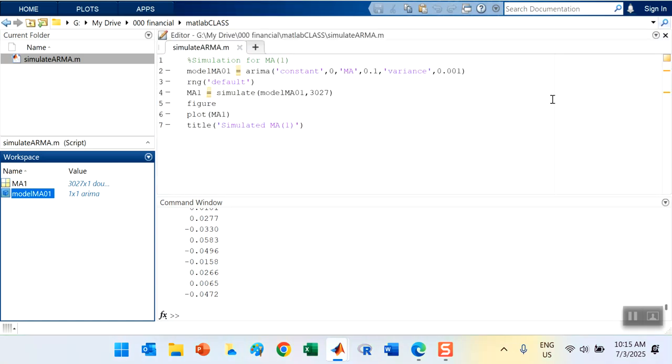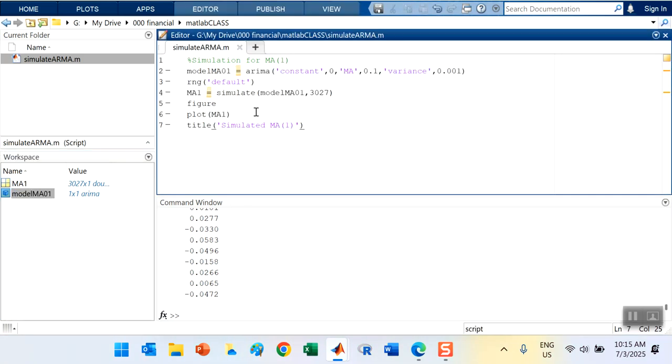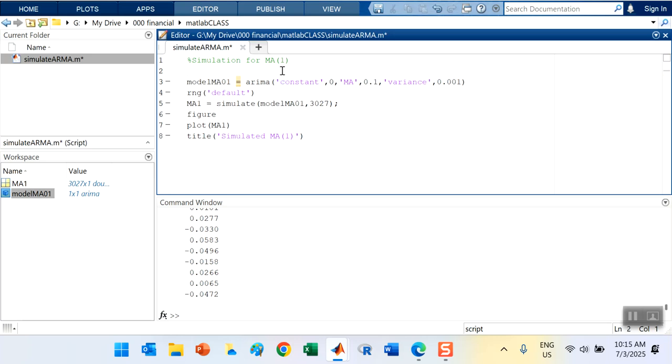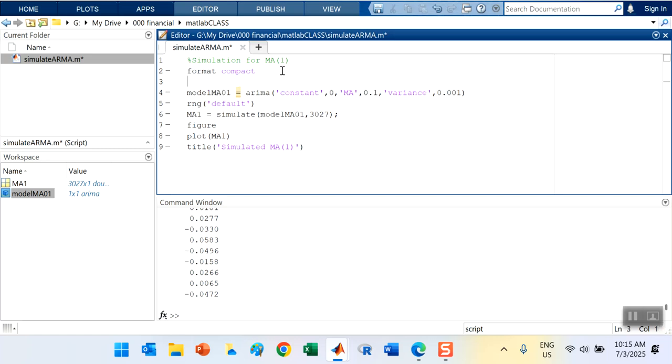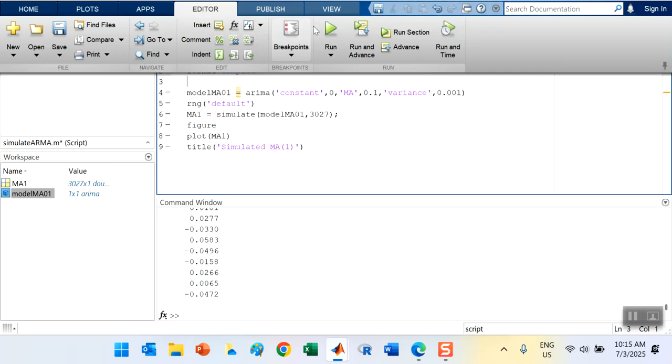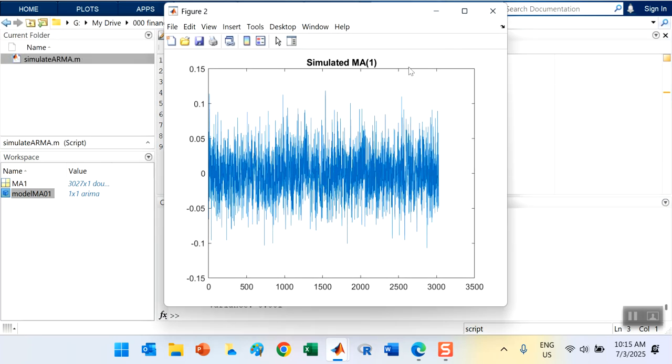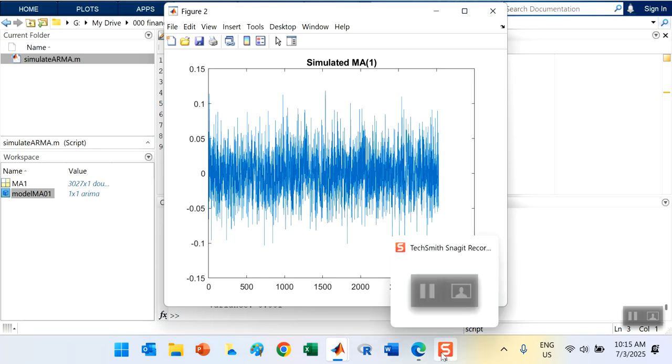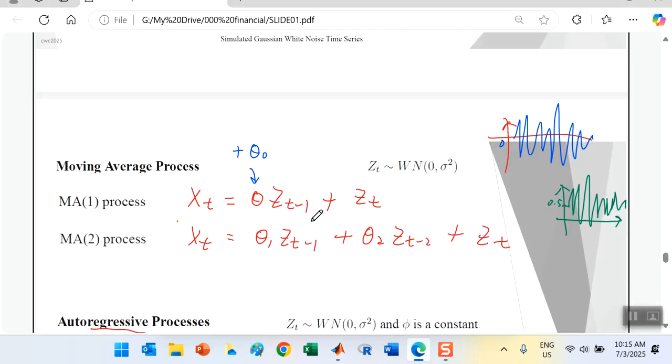Okay, to save some space, maybe we can have format compact. This is just to save some space. Now we can just run this one more time. Okay, so this is a simulated MA1 with theta 0.1. So the equation basically is equivalent to this, theta 0.1, and then we have xt generated.